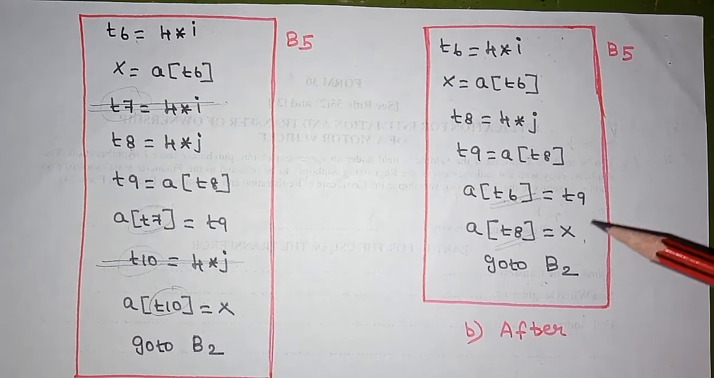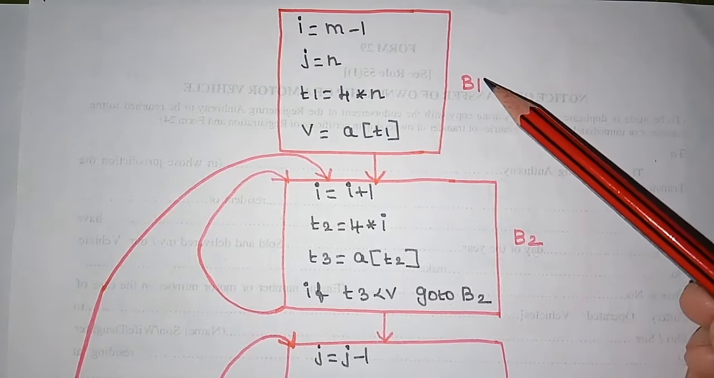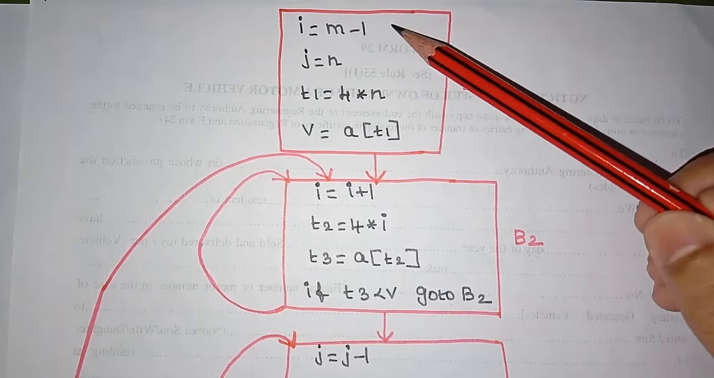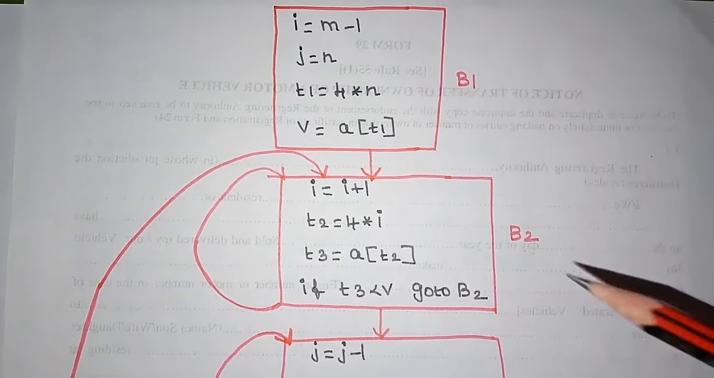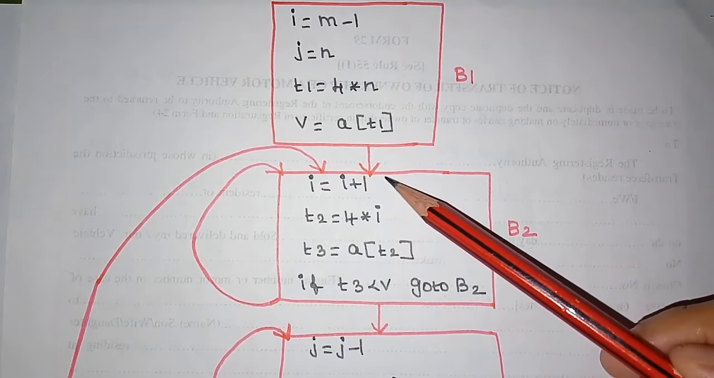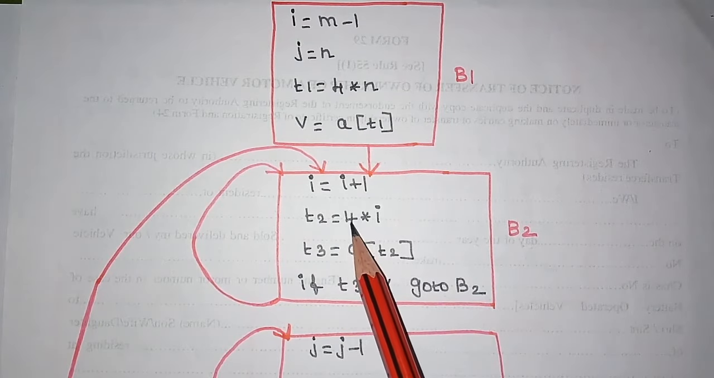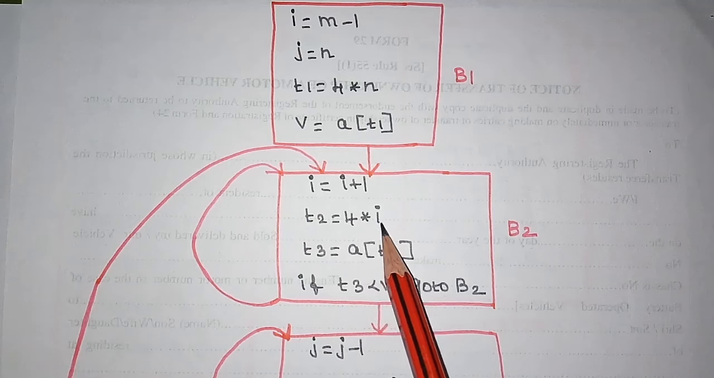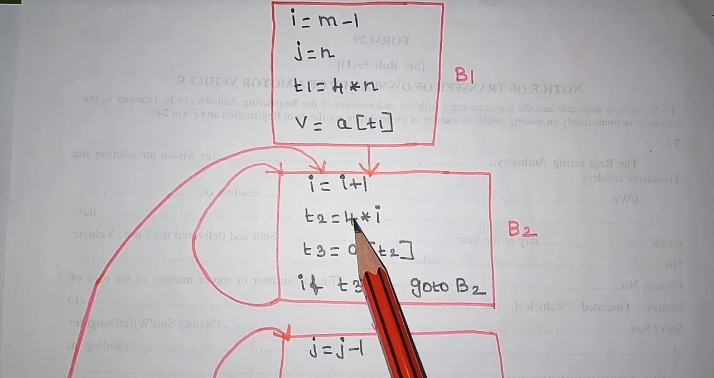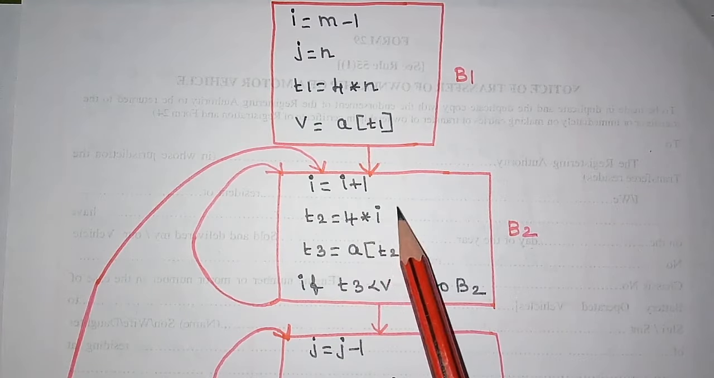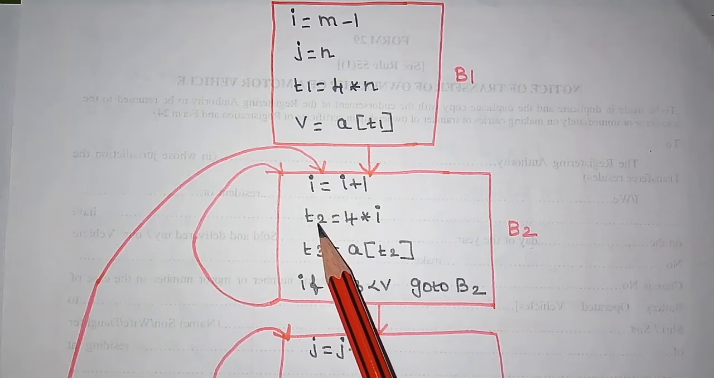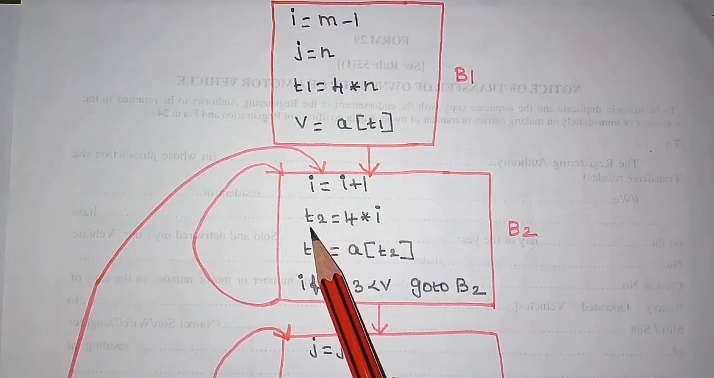For that we are going to consider the blocks outside this B5, starting from block 1. In this block 1, we don't have any common sub expressions. Then coming to block 2, in block 2 we have a statement 4 star I, which we have already seen in block 5, right? Here this 4 star I will compute some value, and that value will be stored inside the temporary variable t2.